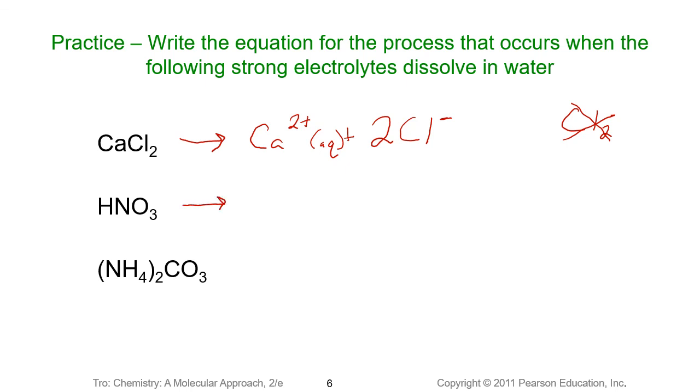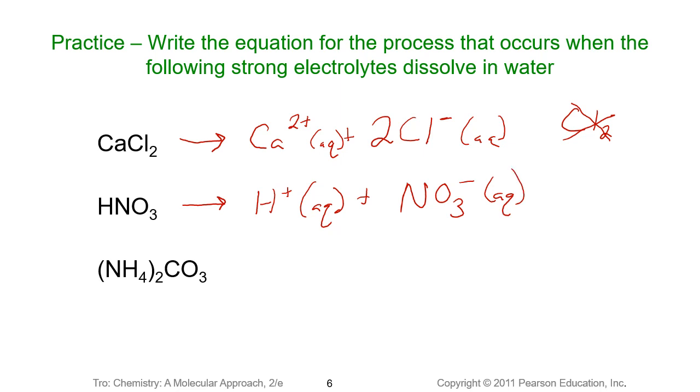Our nitric acid, we're going to get H+ as our cation, and the nitrate as the anion. And again, the polyatomic ion stays as a complete unit. Ammonium carbonate, we get 2 ammoniums and 1 carbonate when it dissolves in water.